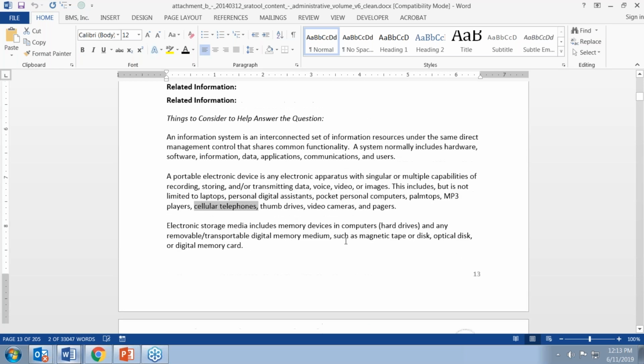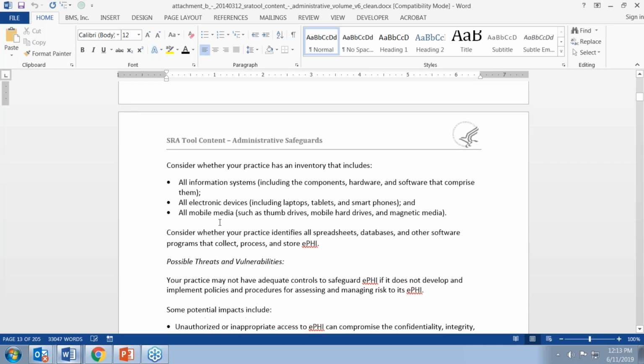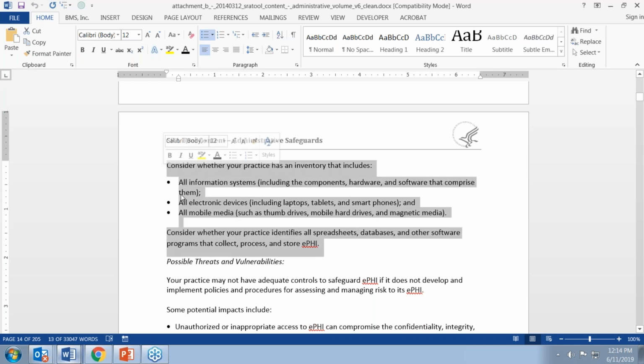So they're now telling you this is what we consider to be your risk areas. These are the areas that we expect to have some level of protection. All computers, all storage devices. Consider whether your practice has an inventory that includes, do we have a list of all systems, including all components, hardware, software, all electronic devices, laptops, tablets, smartphones, and all media, mobile media, thumb drives. Consider whether your practice identifies all spreadsheets, databases, and other software programs that collect, process, and store electronic health information.